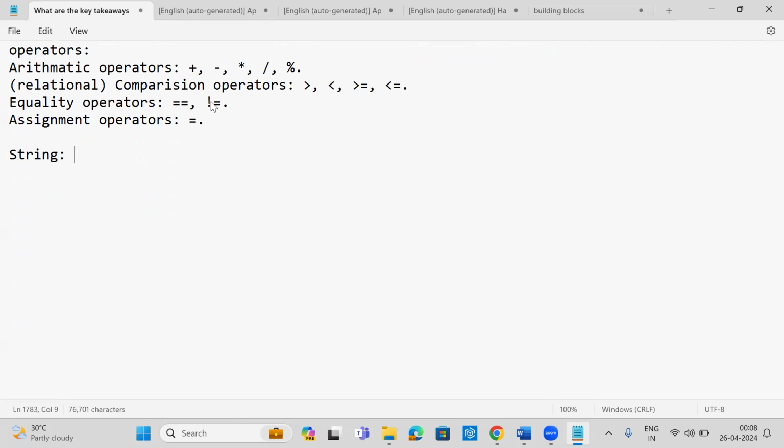Then we have string. String is nothing but an array of characters. Okay. Or simply I can write it's a sequence of characters. And we have some special symbols which we will discuss. So, special symbols like comma. Comma is a separation operator. Then we have dot, which is commonly called as access operator. Okay.